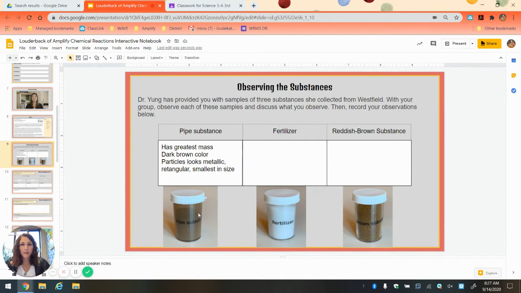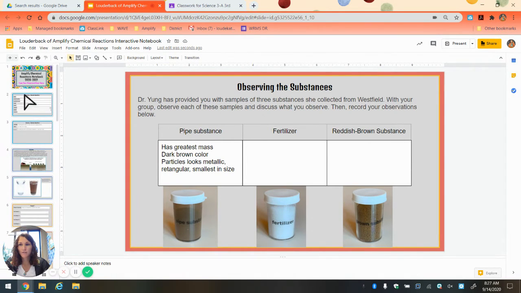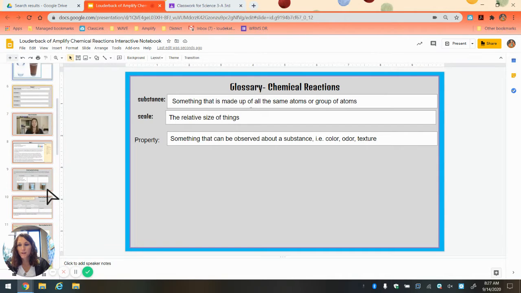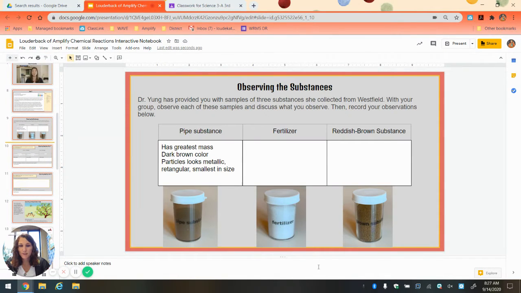So Dr. Young found these samples for you. One of the things we have to do is compare the substances from each other, which falls in line with that definition term, property, which is something I had you add into your glossary. So you notice the text is different. I added that in there, so you should add that in there as well, add a text box in some terms. So we're looking at what can be observed between different substances. What makes the pipe substance different than the fertilizer substance, which is different than the brown substance coming out of the tap? So I started out with the pipe substance.